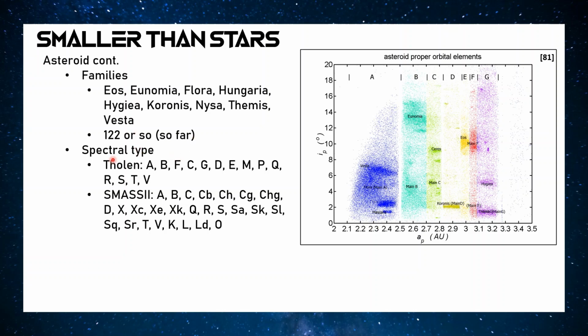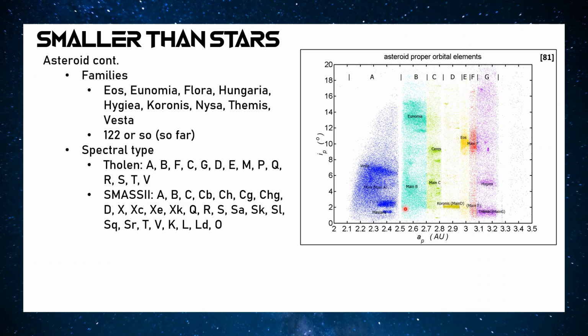You can also describe them by spectral type based on emission spectrum, color, and sometimes albedo. So kind of like you do with stars. There's a lot of different ways to look at it. There's the Tholen system, which uses just letters, and the SMASS II system, which uses letters and also short kind of acronyms.